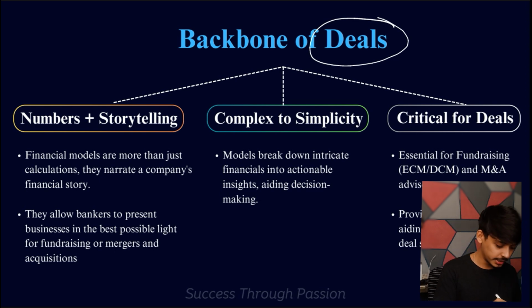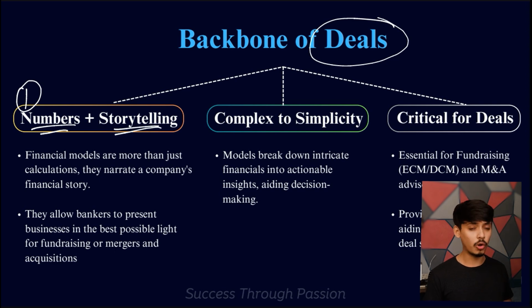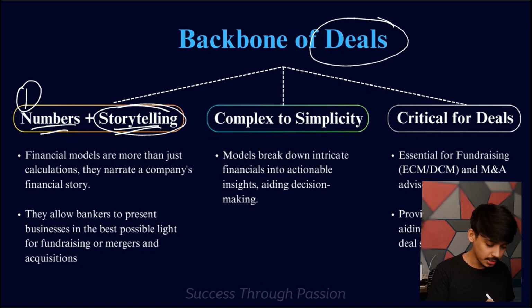So number one is numbers plus storytelling. A financial model is all about numbers, that we got to know from the previous slide, that it is helping businesses to calculate valuation, it is helping in unit economics, but the major element is that it is helping a business portray a story. So financial models are more than just calculations, they narrate a company's financial story.